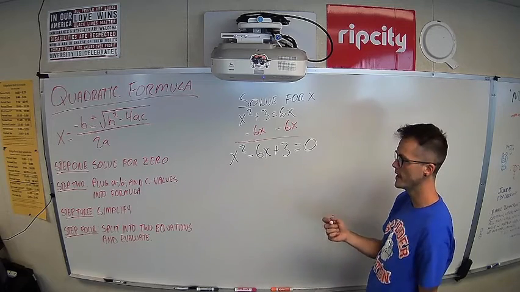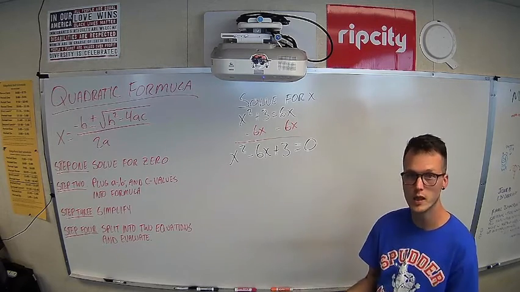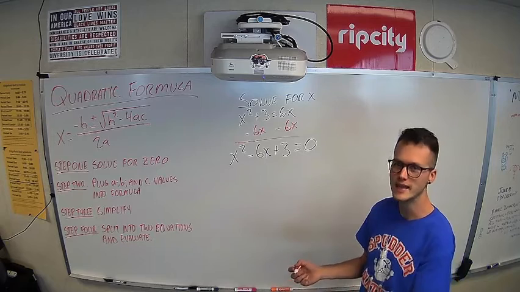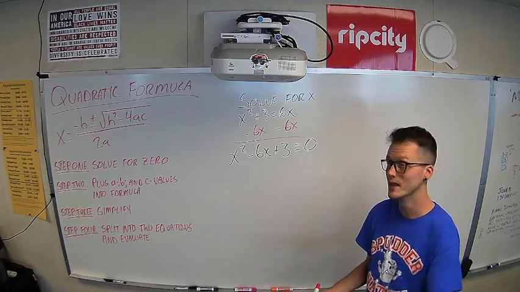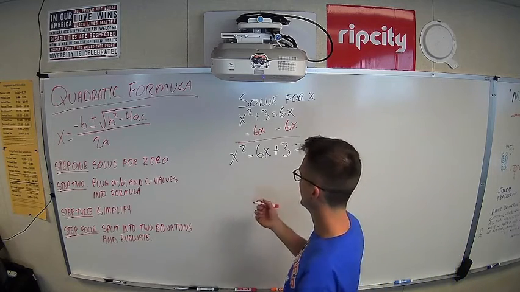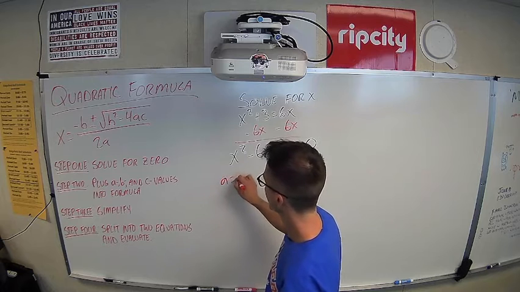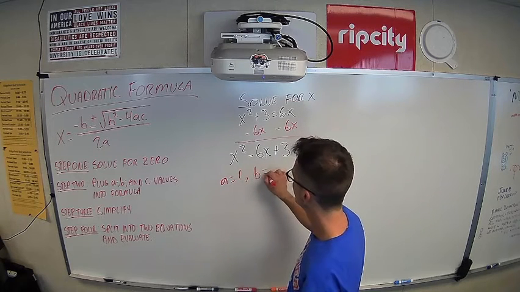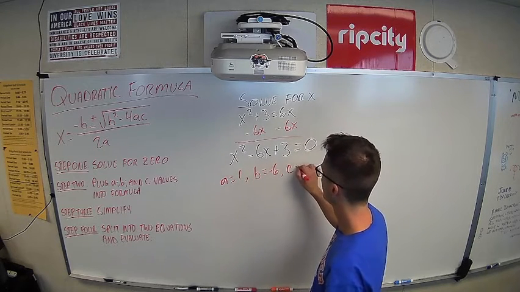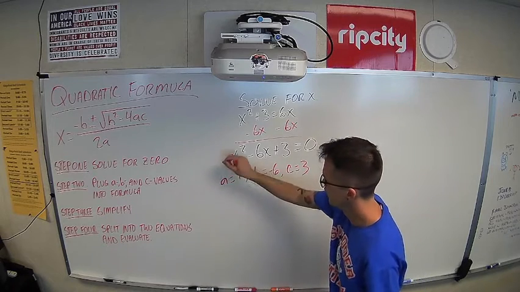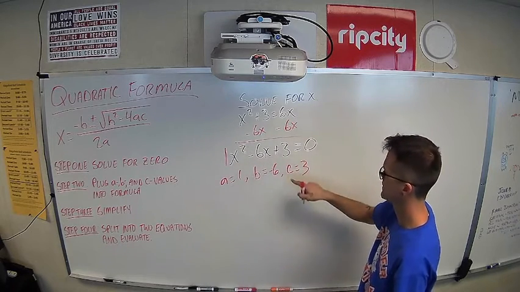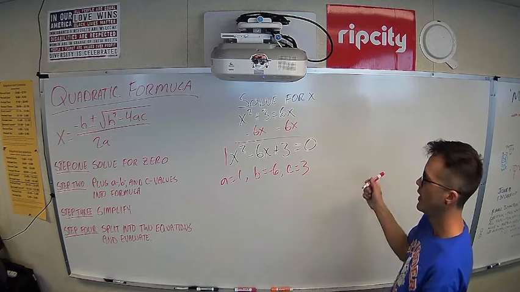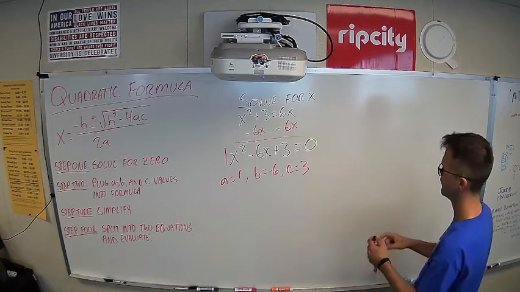Step 2, plug the A, B, and C values into the formula. Let's identify the A's, B's, and C's. Here's where my mistake came in last time. And then we'll head over to the formula. So we know our A is 1, our B is negative 6, and our C is 3. There's a 1 right here, negative 6 is our B, and C is 3. Boom. Okay, plug them into the formula.